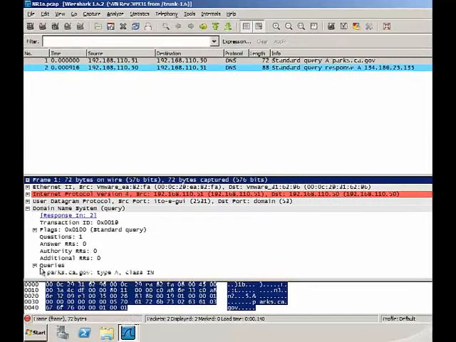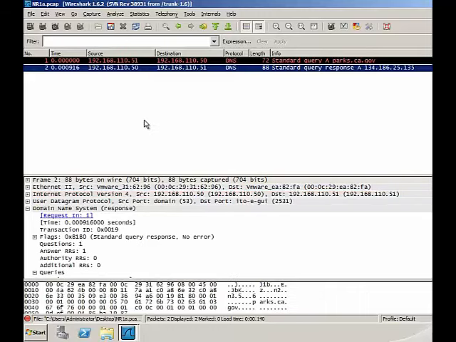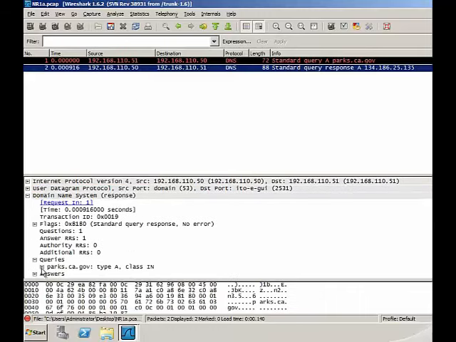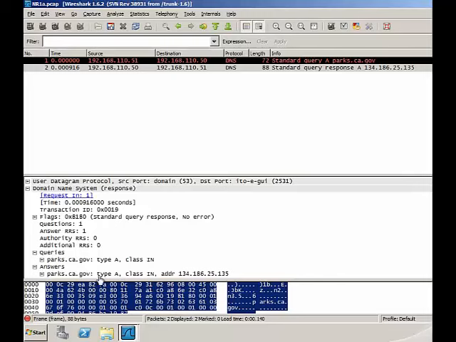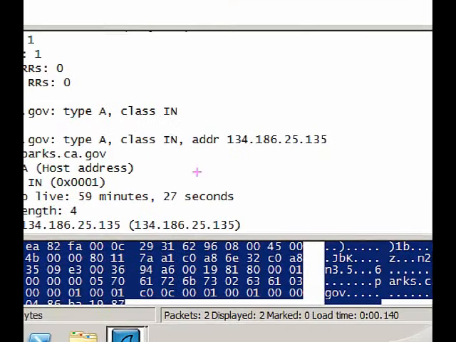And here we can see that my computer asked its DNS server that exact same question. Do you have the A record for parks.ca.gov? And my DNS server was able to immediately respond with the answer because it already had that information cached. You notice the TTL on this is only 59 minutes and 27 seconds because 33 seconds had passed since it originally got that information.